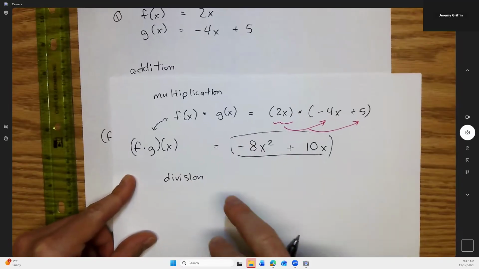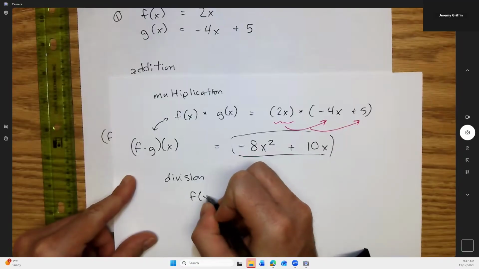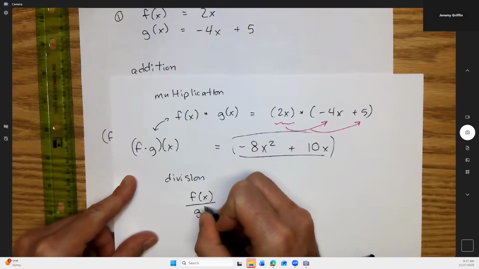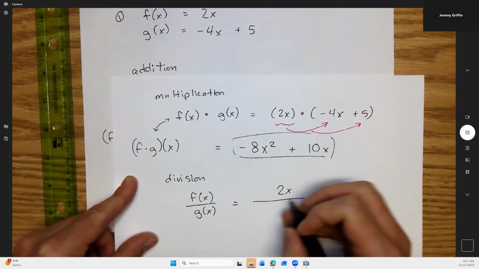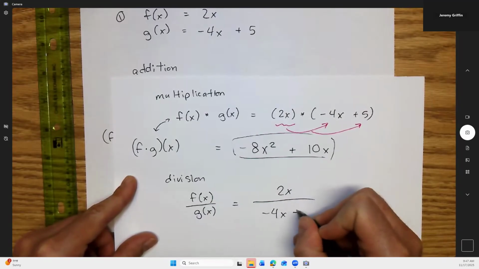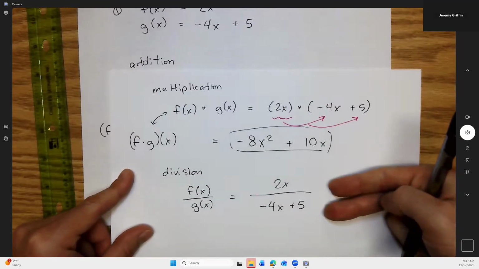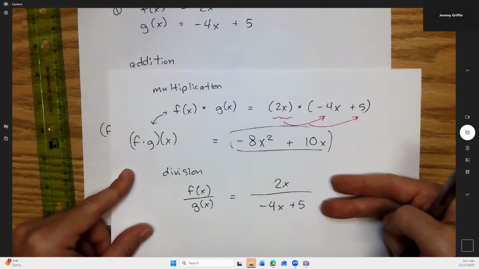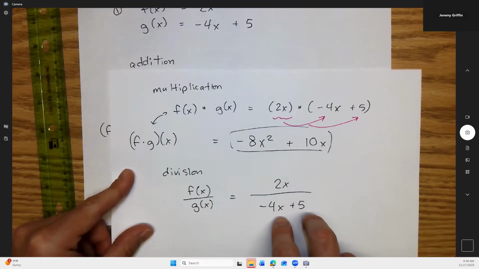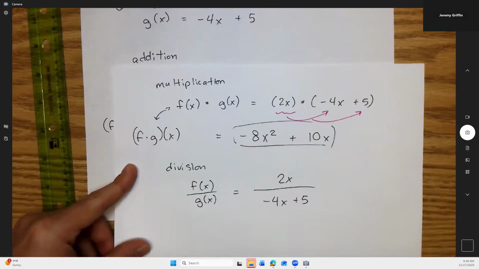Alright. And of course, with division, you could divide either way and you would get different answers. So what if I do f of x divided by g of x? That's 2x divided by negative 4x plus 5. Now, guys, does that simplify at all? Can I say, oh, I can cancel out the x? No, I can't do that, because I have different terms in the denominator. Now, if it was the other way around, then maybe I could.